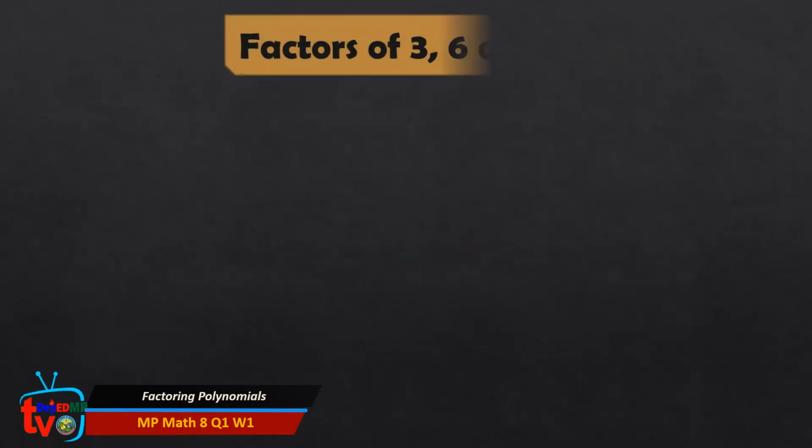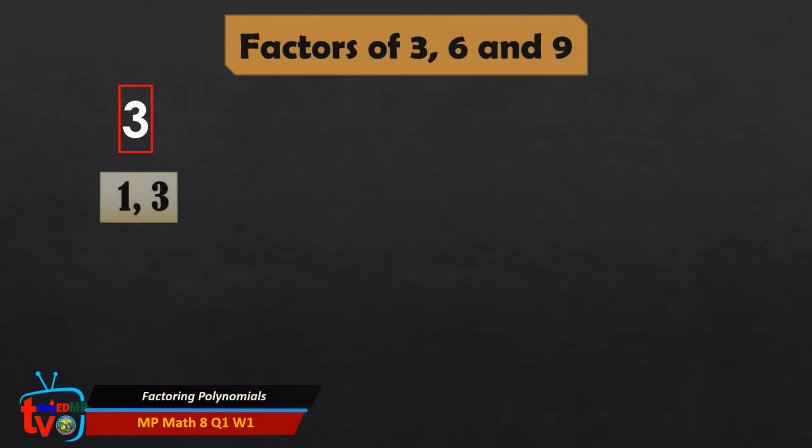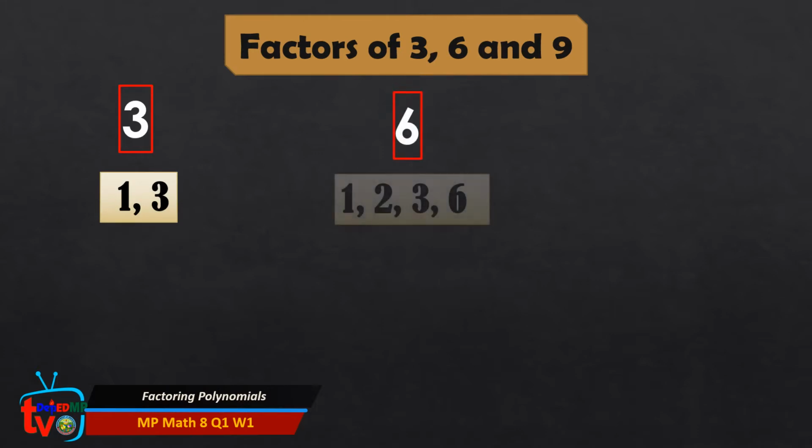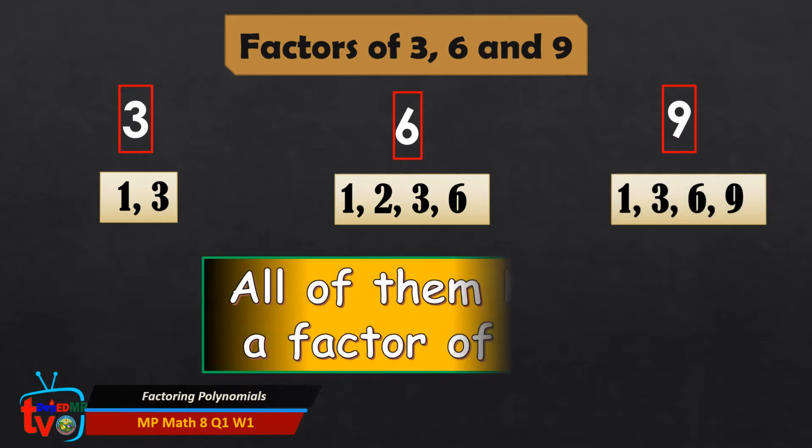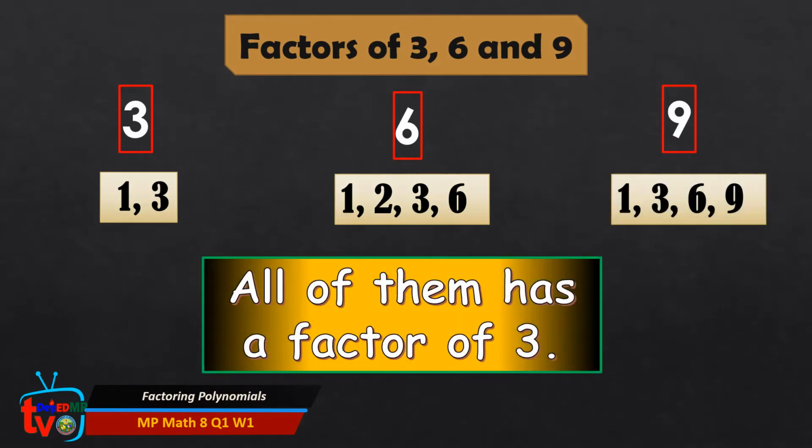To show that 3 is a common factor of the three numbers, let us find the factors of each. For 3, the factors are 1, 3. For 6, the factors are 1, 2, 3, 6. For 9, the factors are 1, 3, 9. Notice here that all of them have a factor of 3.